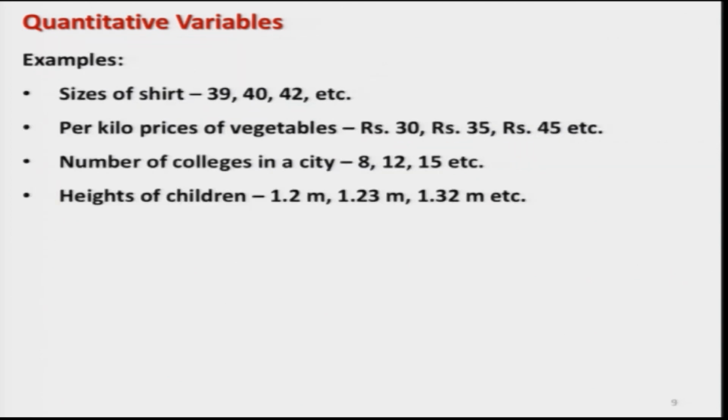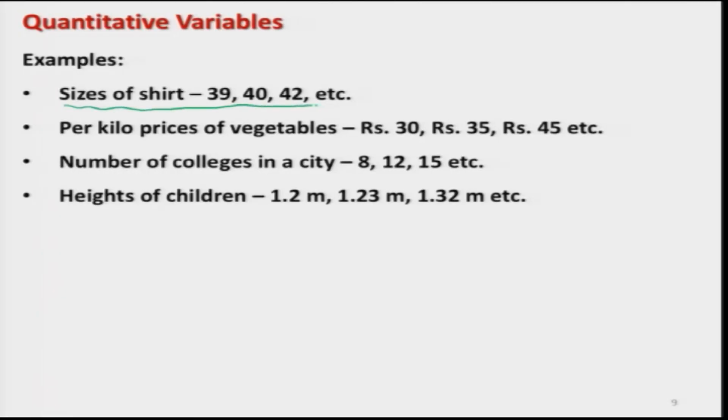And what does this actually mean? Let me try to take some example to make you understand. Suppose I want to buy a shirt and I go to a shop, then the shopkeeper will ask me what is the size of your shirt. That can be 38, 39, 40, 41, 42, 43, 44, 45, 46. So, if I take here the size of the shirt, this can be 39, 40, 41, 42 and so on. What does this mean?